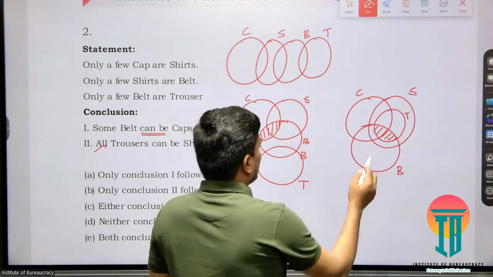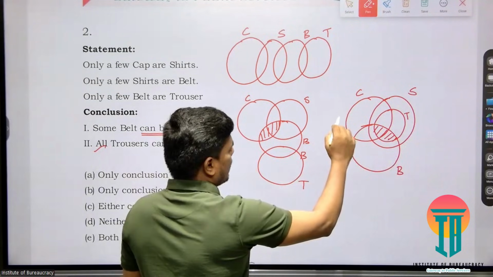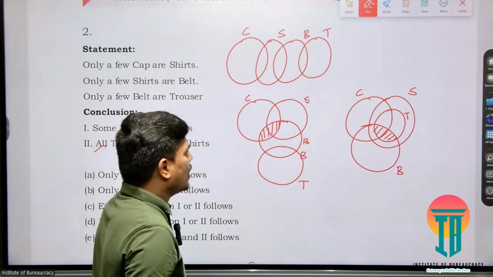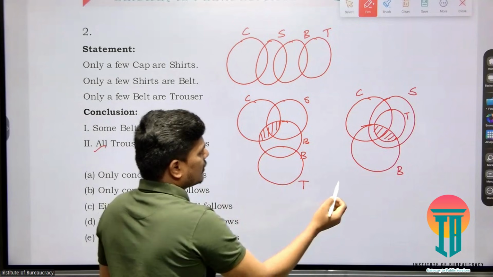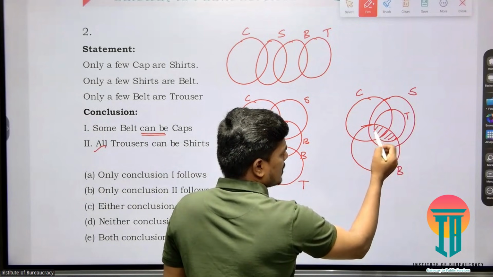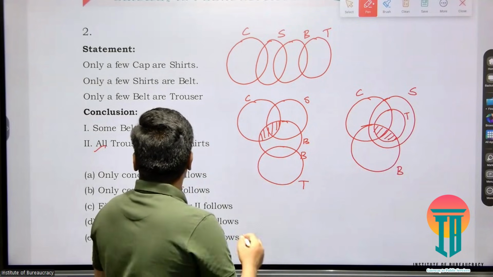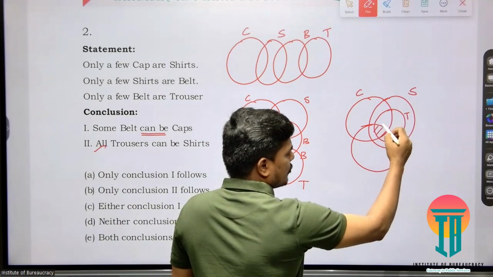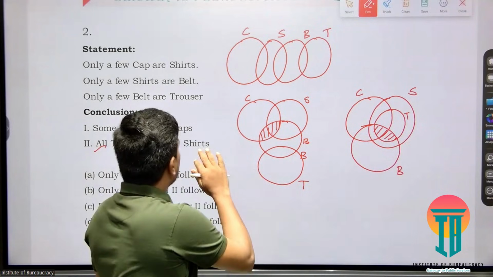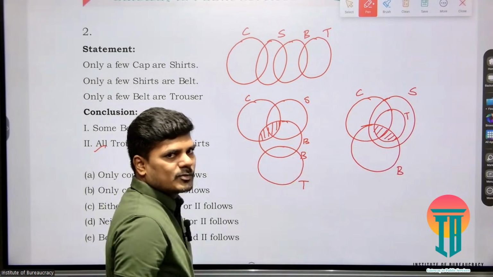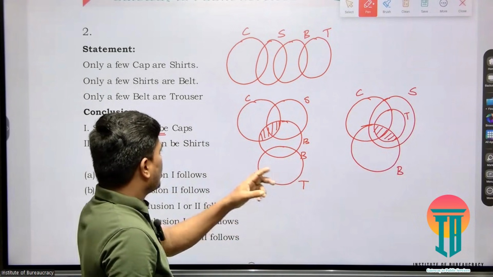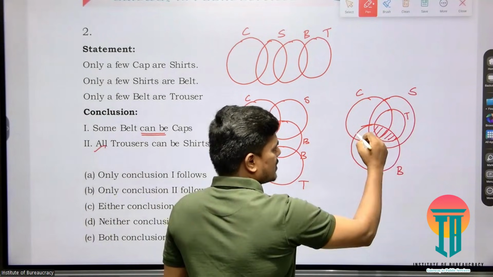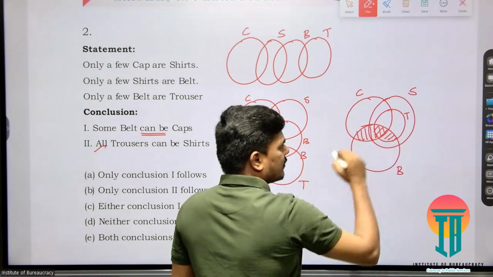And all other statements are true. Few caps are shirts: there is an intersection between caps and shirts. Few shirts are belts: there is an intersection between shirt and belt. Only few belts are trousers: there is an intersection between trouser and belt. So all the statements, whatever they have given, are true with respect to this diagram. Now in this diagram, if you look at it, some belts can be caps. Yes, some belts can be caps. There is an intersection between belt and caps.